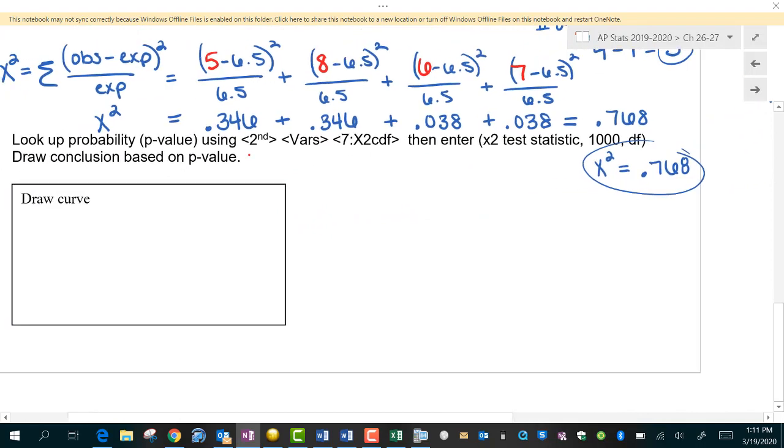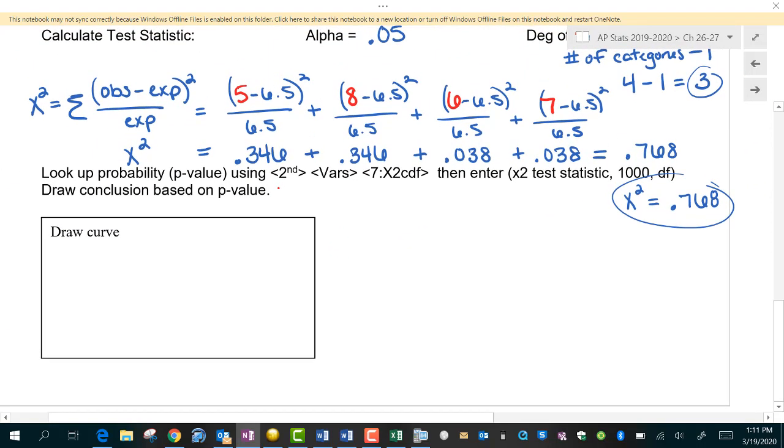Now, if you do not already have your calculator and pink sheet out ready to go, please pause for a moment and get those out. So we're going to talk about how we finally come up with our conclusion.